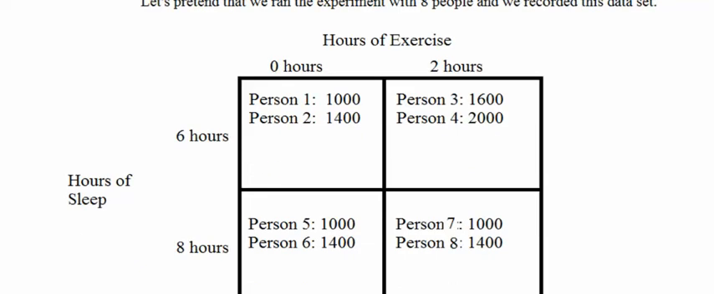So now let's add some numbers into our picture right here. So imagine that this experiment that we've been talking about has been done, and the researcher has recorded each person's calorie consumption for the day. And imagine that the experiment has a total of 8 people, so 2 people in each cell, basically. So 2 people over here are exercising 0 hours with 6 hours of sleep. 2 people over here are exercising 2 hours with 6 hours of sleep, and so on.